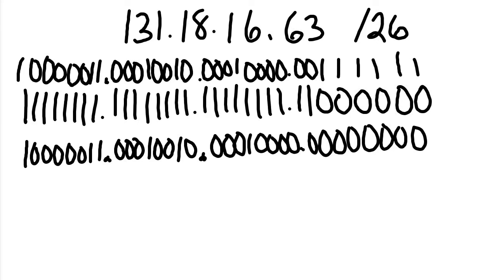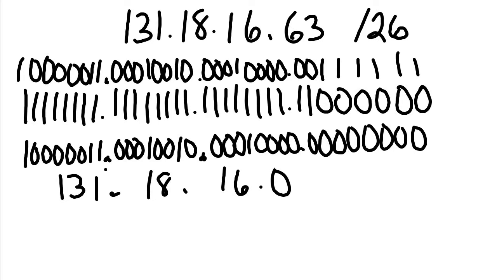If we convert this back into decimal, we have 131.18.16.0, because this last octet is all zeros. Okay, does my network address match the address I was given? No, it does not. So this address is not a network address. That means we have to keep looking.